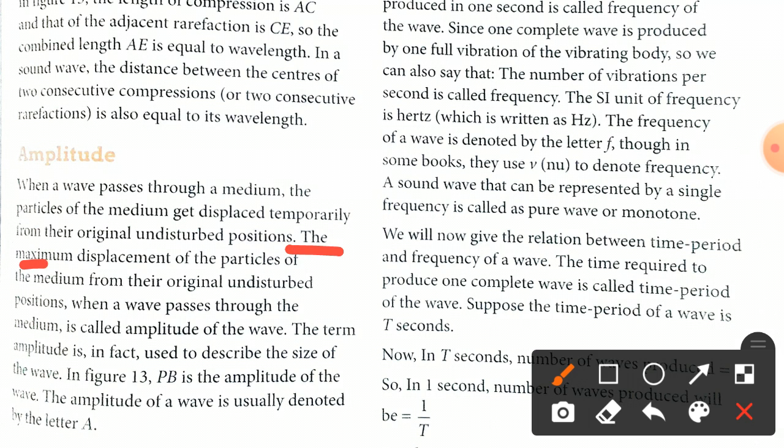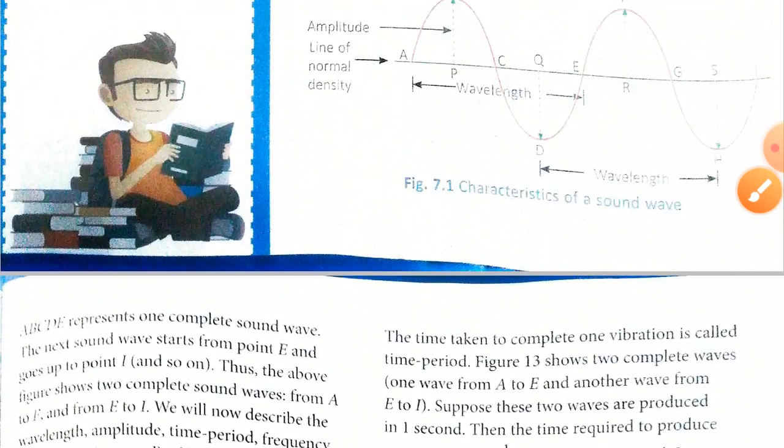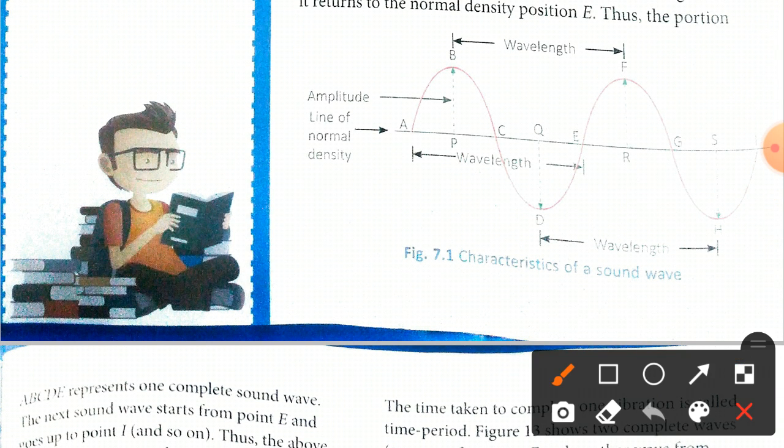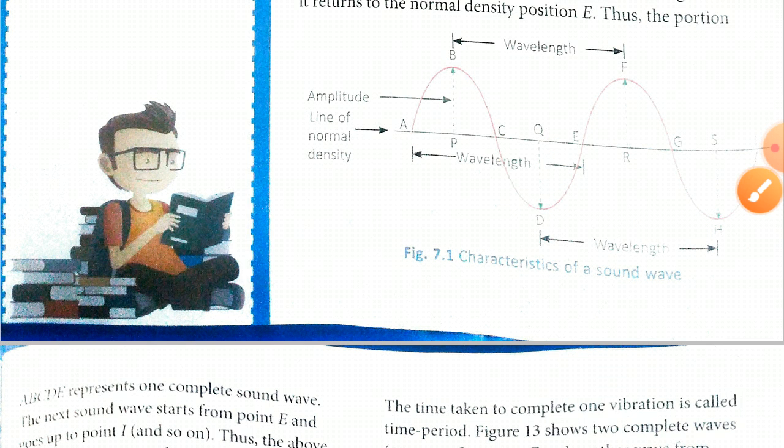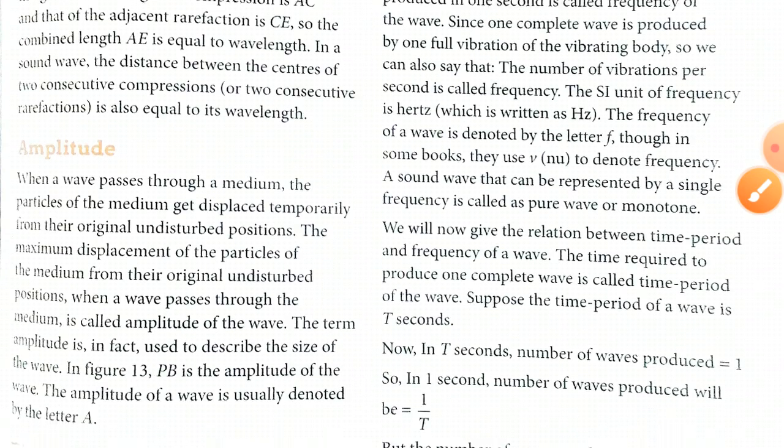The maximum displacement of the particles of the medium from their original undisturbed position when a wave passes through the medium is called amplitude of the wave. You can see here on the above figure 7.1, the maximum displacement on either side, either in the upward direction or downward direction. So this is your amplitude, this one. Fine. So that is the thing written here.